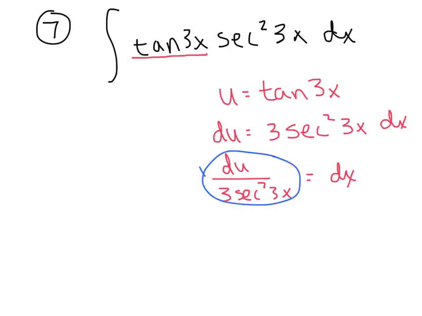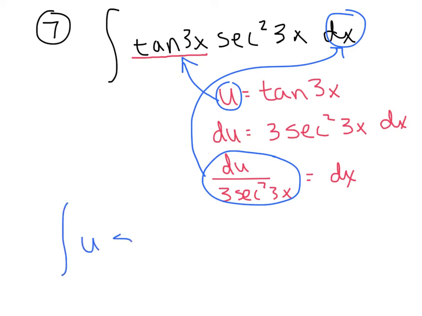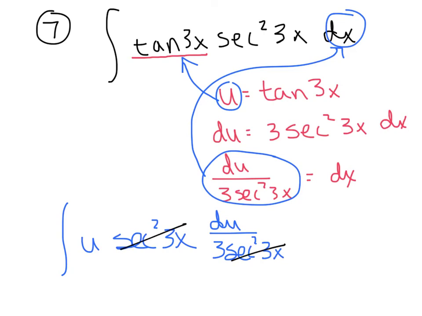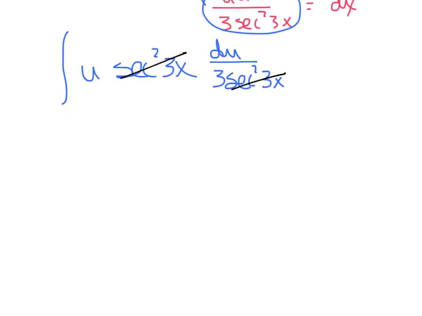So the du over 3 secant squared is substituting for dx, the u's going in for tangent, and we're ready to rock and roll. So we got u times secant squared of 3x times du over 3 secant squared. And there may be times where you get to this stage of the problem and you're not able to cancel out the x's, and you got to go back and pick a different u and retry it. But we got lucky here on this one because we were able to anticipate what we wanted to cancel. Got a coefficient of 1/3 again. That seems to be a trend tonight.